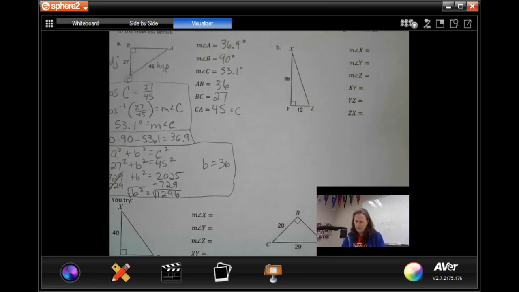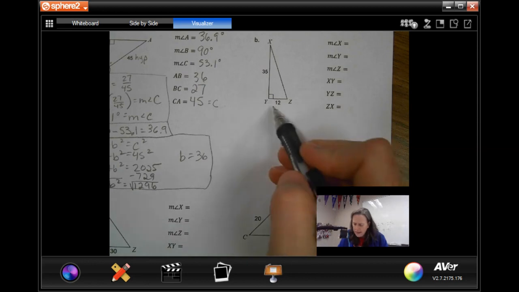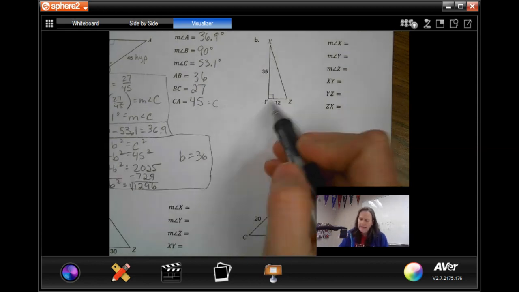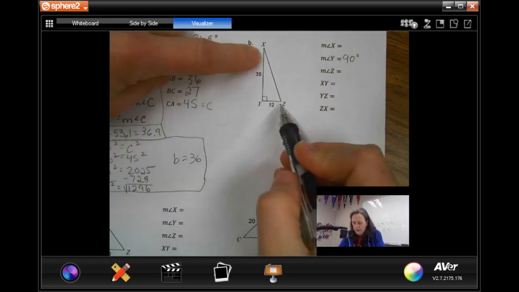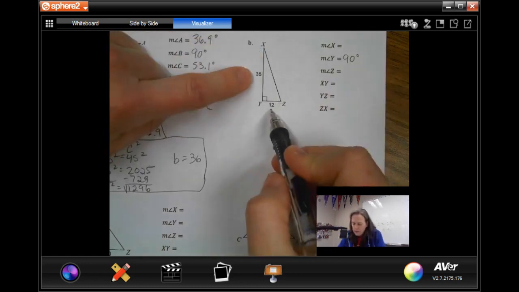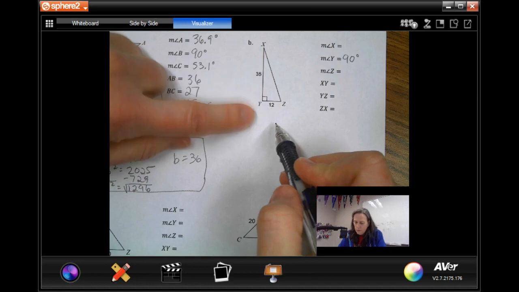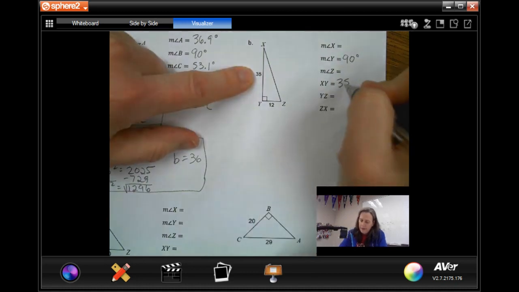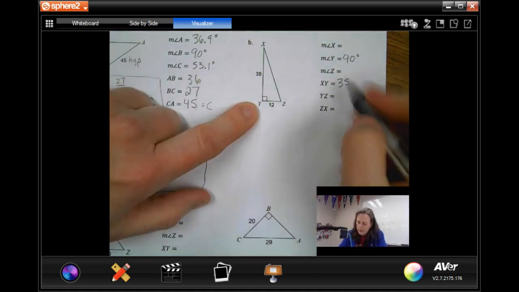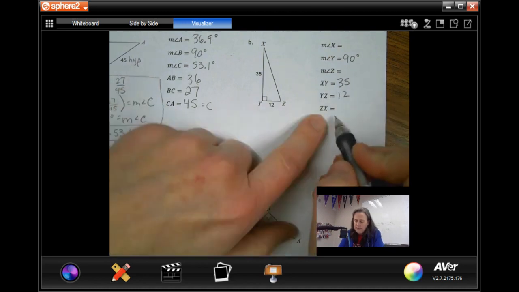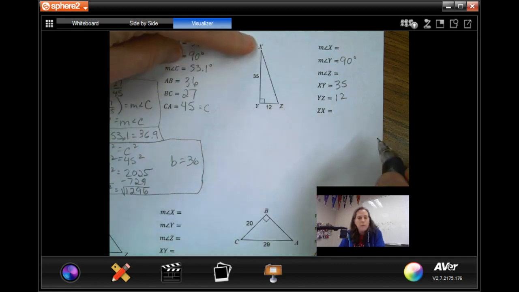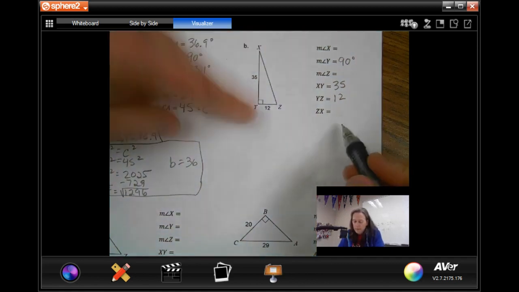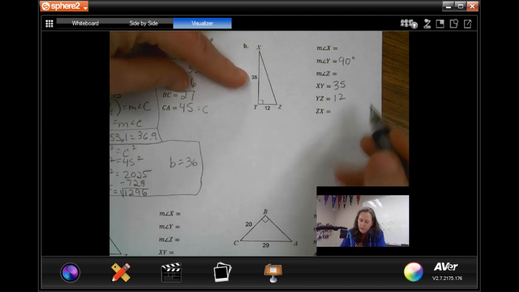All right, so this triangle is tall and skinny. We have angle Y is 90 degrees. Put that one in. We don't have the other two angles. And then we've got two sides. X to Y is 35. And then Y to Z is 12. And we're missing Z to X. So you could even do the Pythagorean theorem first if you wanted to and find that last side. It doesn't matter what order you go in. We'll shake it up. We'll do that.